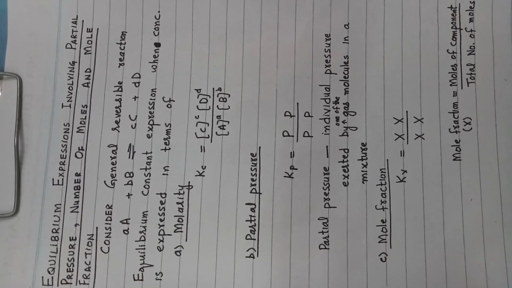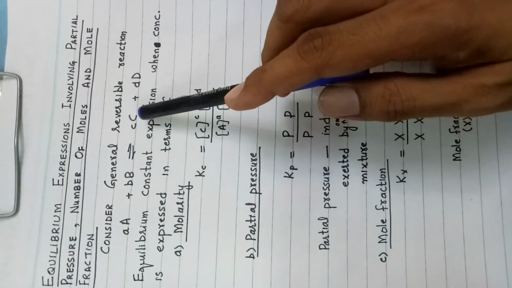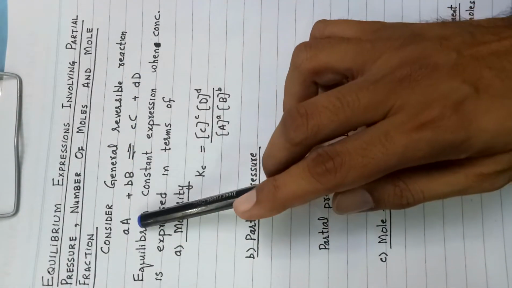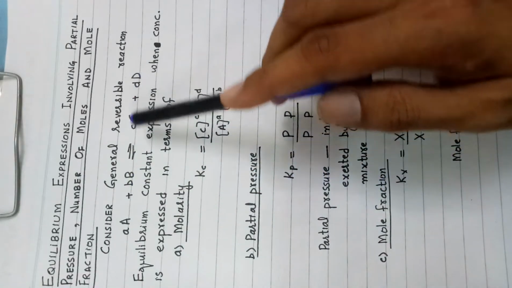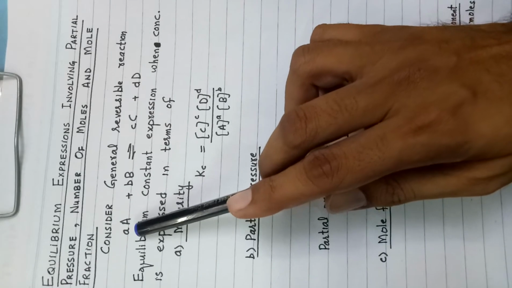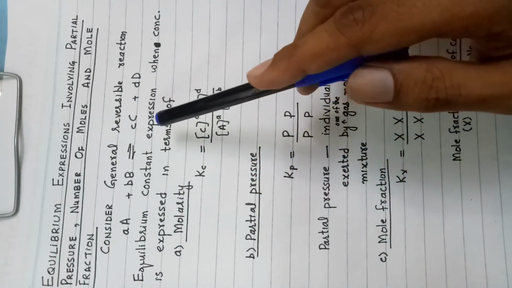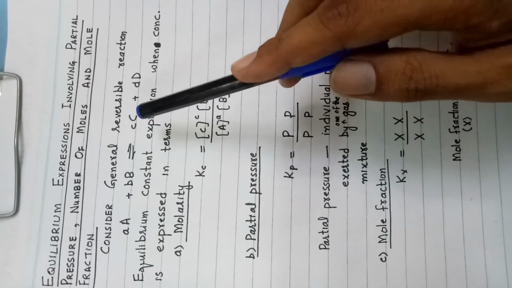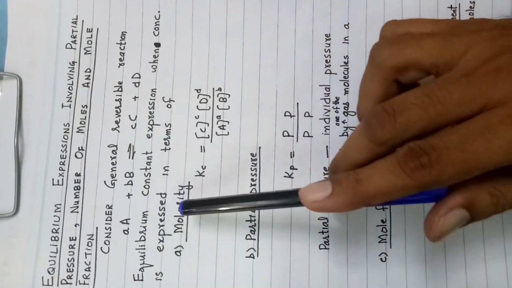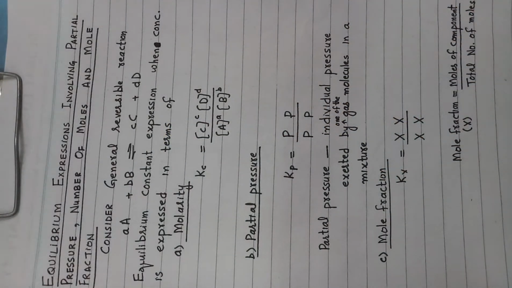Equilibrium constant expressions involving partial pressure, number of moles, and mole fraction. We consider a general reversible reaction in which reactants A and B react to form products C and D. Capital A, B, C, and D represent reactants and products, and small a, small b, small c, and small d represent the numbers used to balance the equation. At first, we have to write the equilibrium constant expression when concentration is expressed in terms of the molarity.